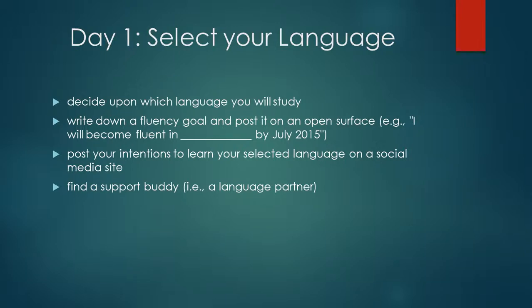Okay, so we're now entering the first day of the mini course. Today we're going to decide upon which language we'll study. After we've decided upon this, we'll write down a fluency goal and post it on an open surface, namely a refrigerator or a wall, as long as you're able to see it every day. For example, one of my language goals is to become fluent in Arabic by January 2018. Although that seems to be a long time from now, roughly 4 years, I've still decided that this will be my goal. In addition, we'll post our intentions to learn our selected target language on a social media site.